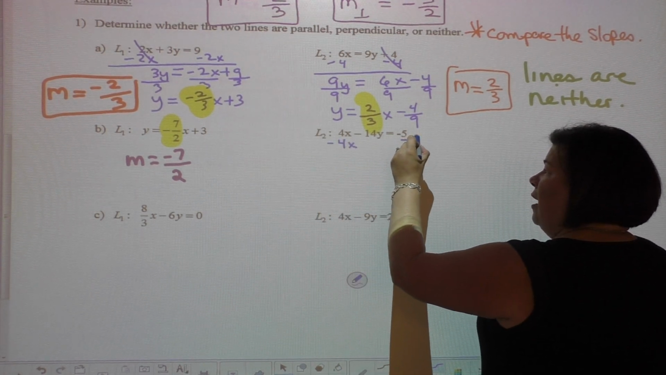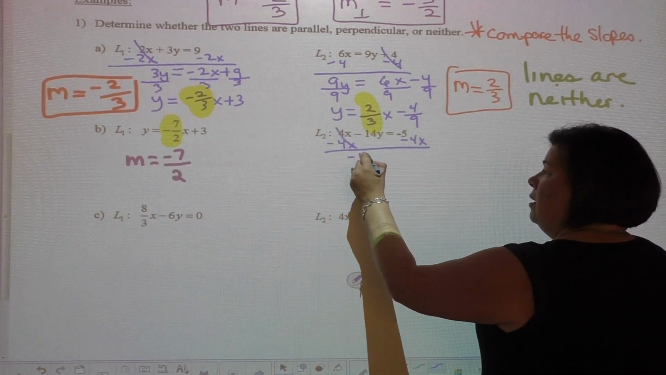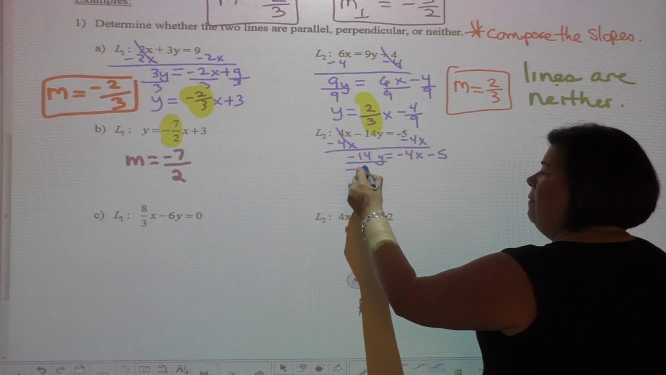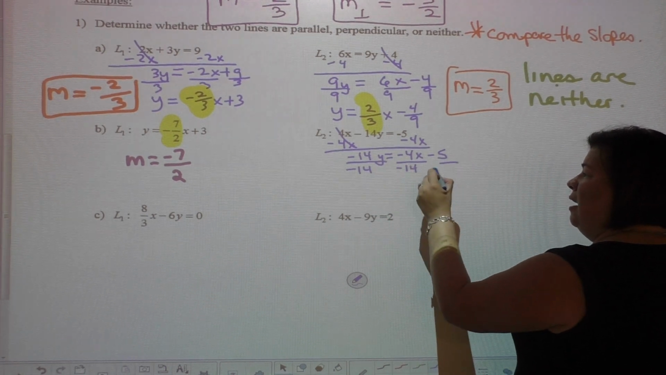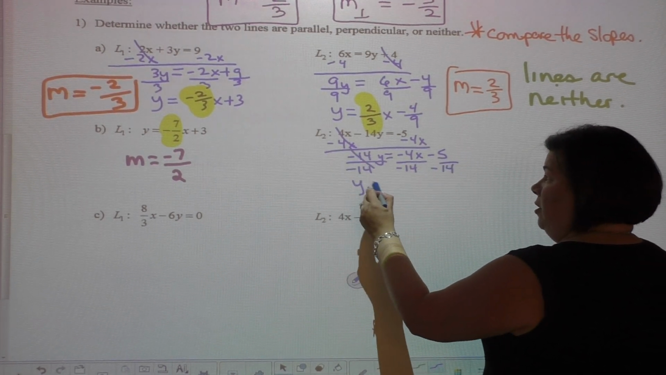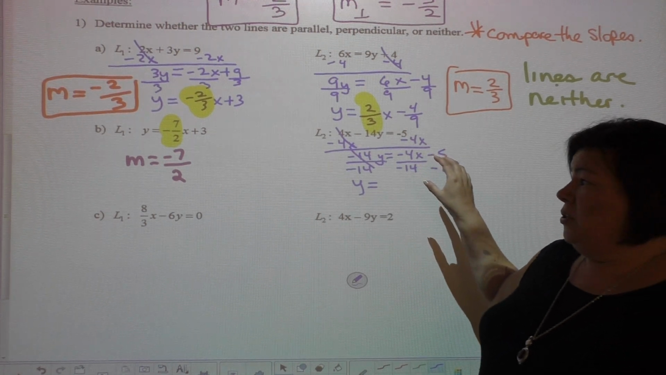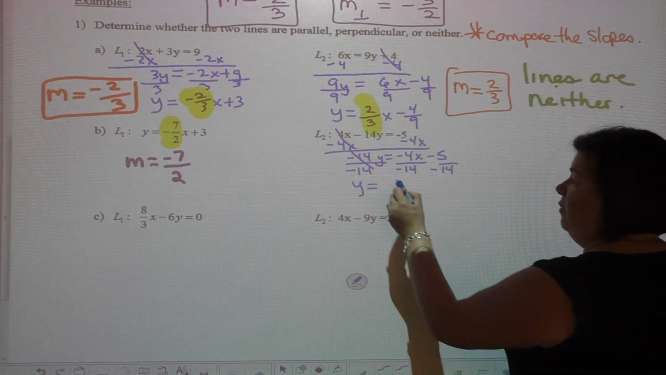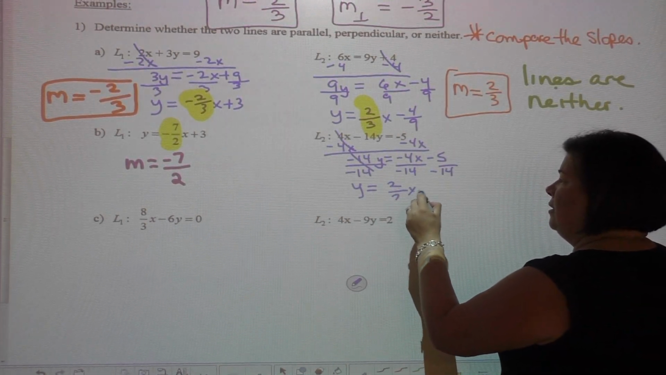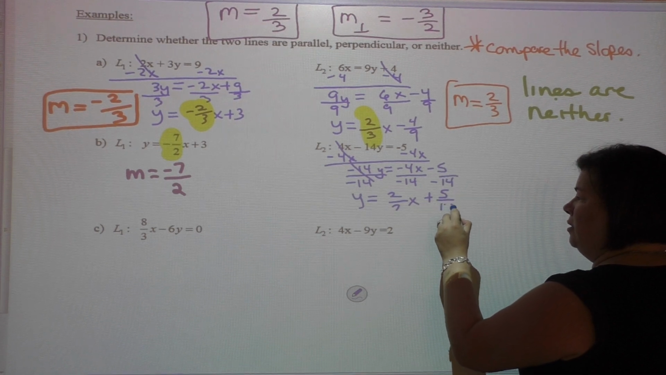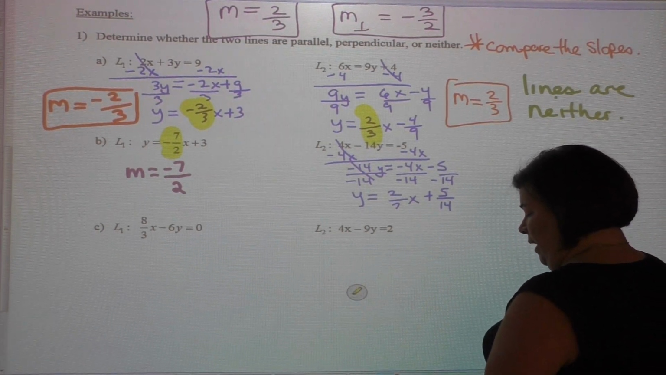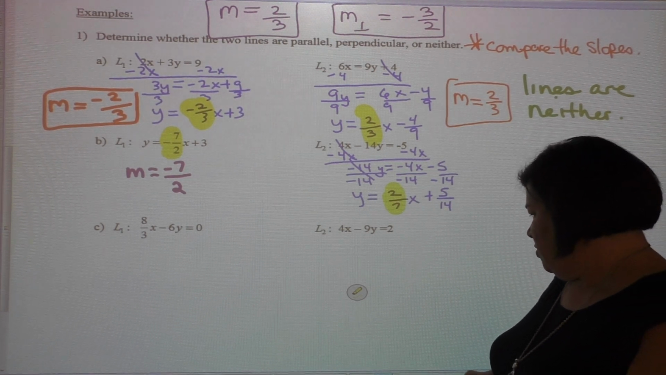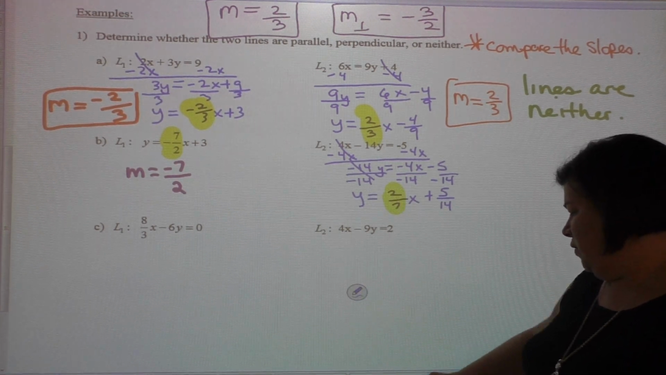So if we subtract 4x from both sides, negative 14y equals negative 4x minus 5. Divide by negative 14 to each and every term. Make sure you reduce. So if we reduce here, this is going to reduce to positive 2/7 x plus 5/14. Again, all we care about is identifying what that slope is. So our slope here is positive 2/7.